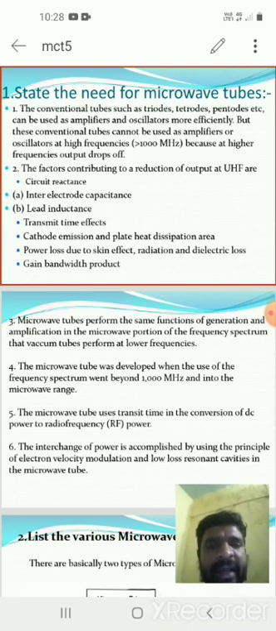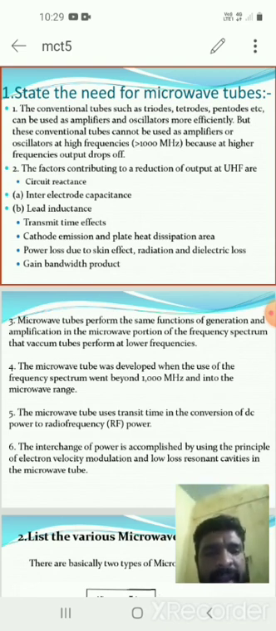The factors contributing to a reduction of output at ultra high frequencies are circuit reactance, that is interelectrode capacitance and lead inductance, transit time effects, cathode emission and plate heat dissipation area, power loss due to skin effect, radiation and dielectric losses, and gain bandwidth product.